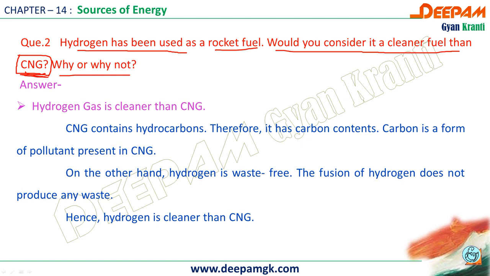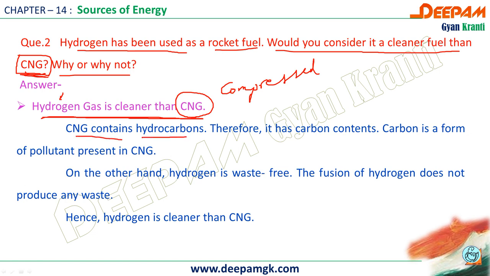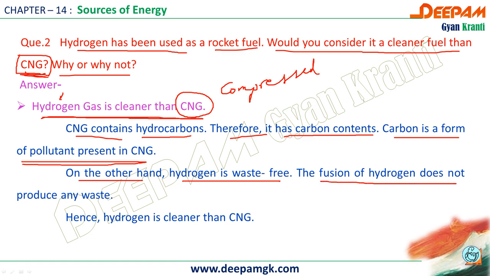The first line: hydrogen gas is cleaner than CNG. You must remember that hydrogen is cleaner than CNG. CNG means compressed natural gas. CNG contains hydrocarbons, and therefore it has carbon content. Carbon is a pollutant present in CNG, so we can say that there is pollution in CNG. If we burn CNG, it will release carbon, and carbon is a pollutant. On the other hand, hydrogen is waste free. The fusion of hydrogen does not produce any waste.